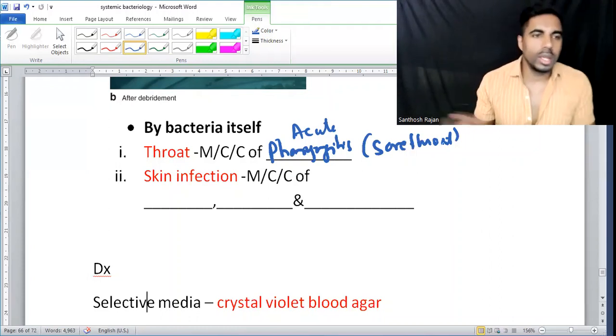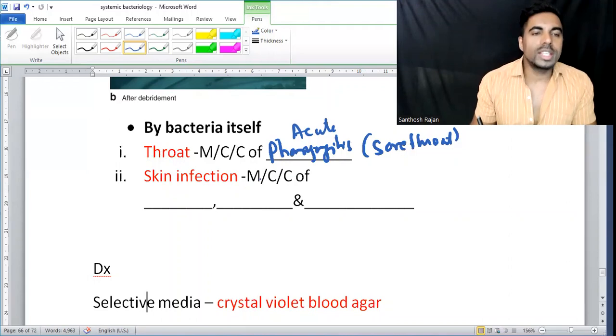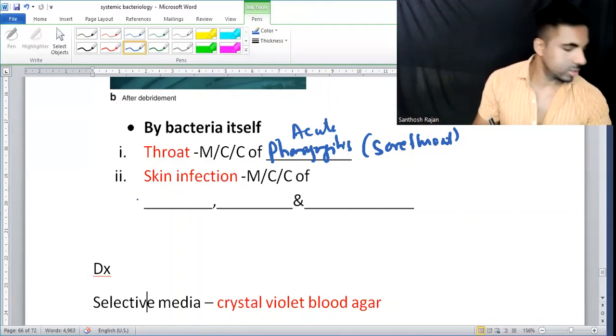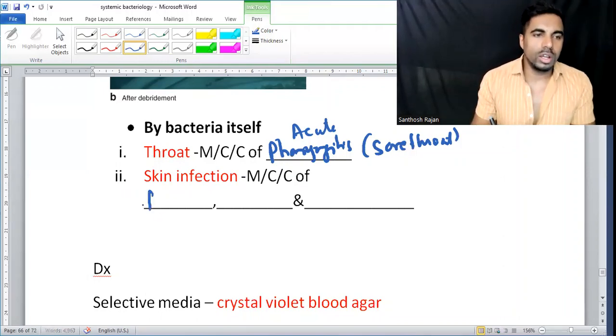And the skin infection, the most common causes of skin infections are, as I told you, what are they? One is the one I just showed in the picture. Which one is that?